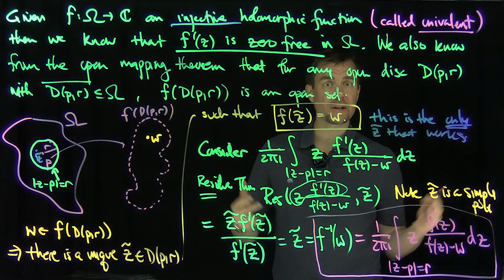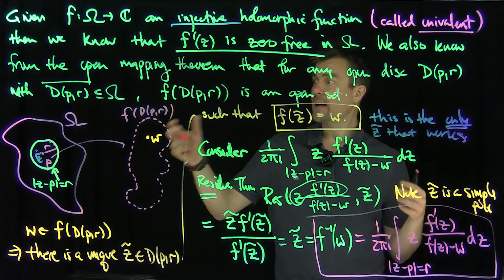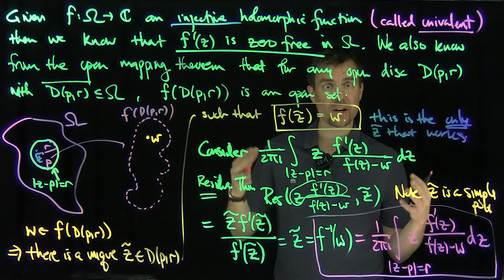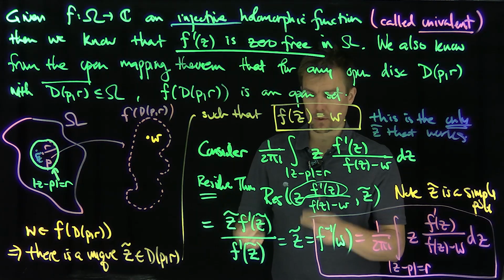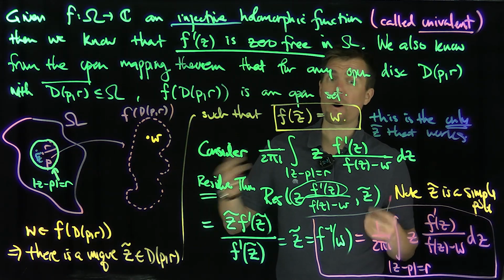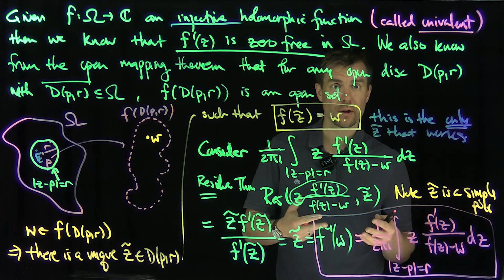So it sort of encapsulates a lot of the main ideas we've been studying in terms of the open mapping theorem, in terms of Rouché's theorem, as well as the argument principle. All these things play an essential role in this formulation.